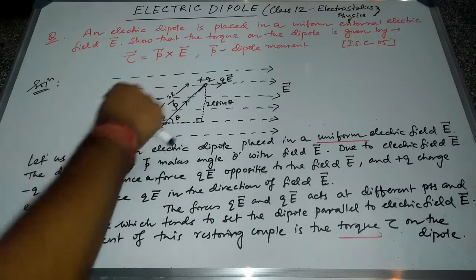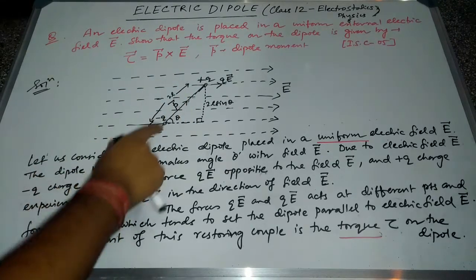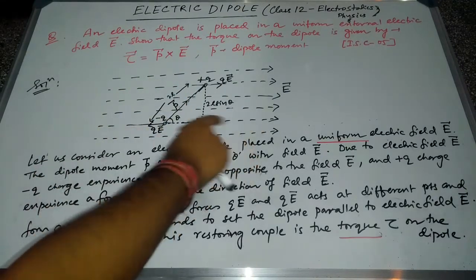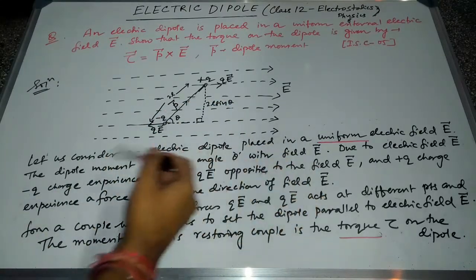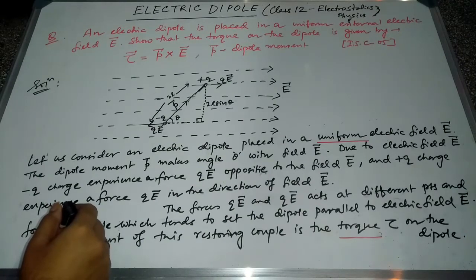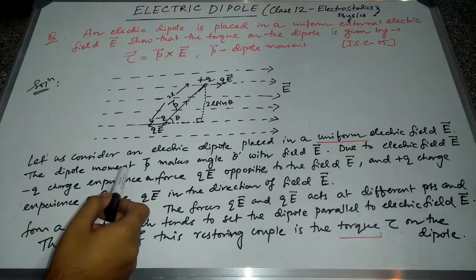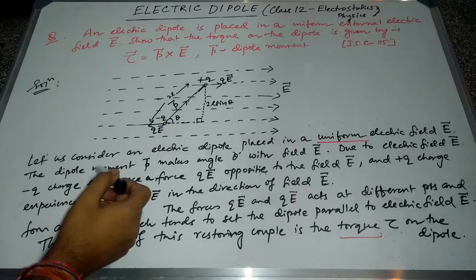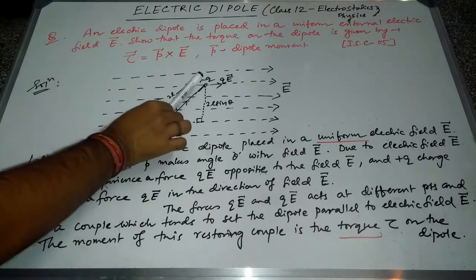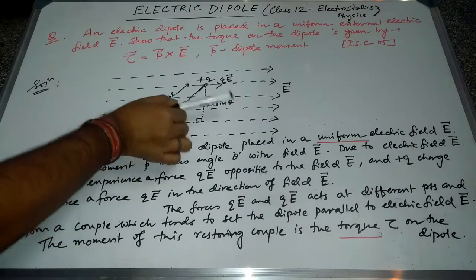It is placed in a uniform electric field in this direction, in the right hand direction, parallel right hand direction. Now the dipole moment is P vector. So a dipole is placed at an angle theta with the electric field.